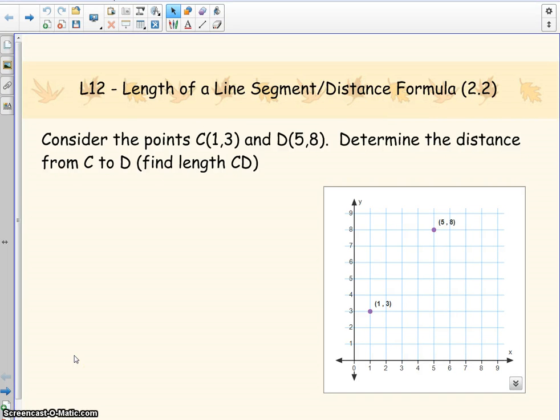Alright, so moving on, we're going to look at something new here. To start off, I'm going to give you 2 points on a Cartesian plane, and I want you to find the distance between them. So I'm giving you the points C, which is at (1, 3), and D, which is at (5, 8), and I want you to find the length of the line segment joining them.